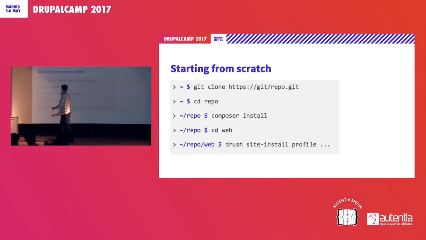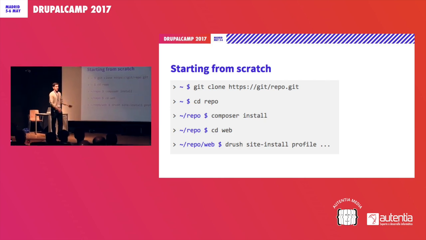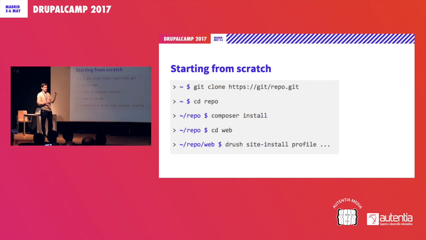So let's say that you have the repo that you set up for your new site, and then the development team comes and starts to work on it. What do they have to do? Of course, they will have to clone the repo that you have in your company. They will cd into the repo, they will type composer install, and because the lock file will be there, committed by you on the first day, they will get all the dependencies downloaded on the site.